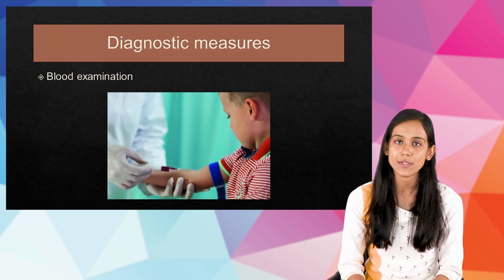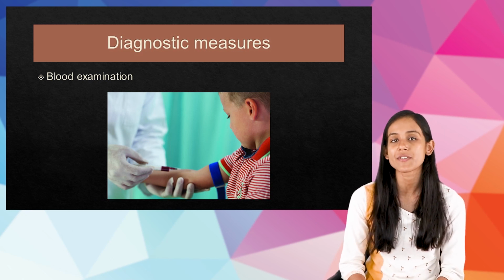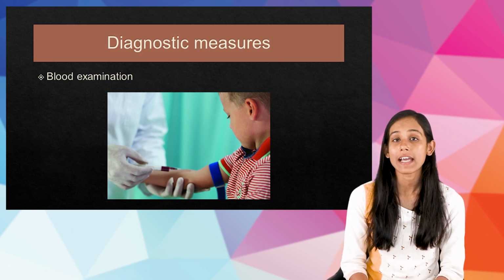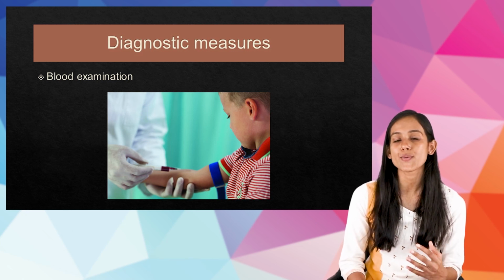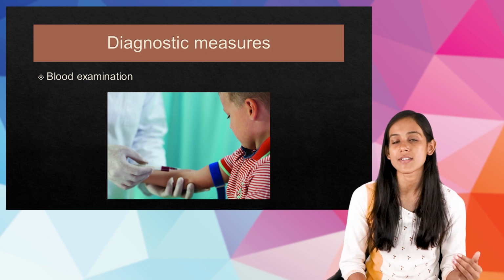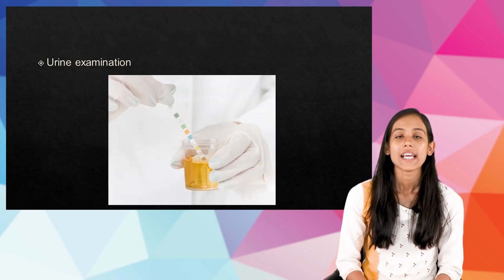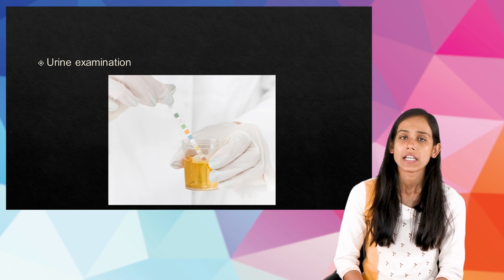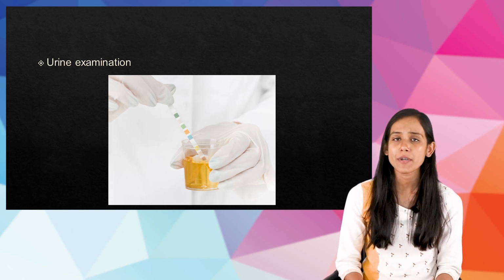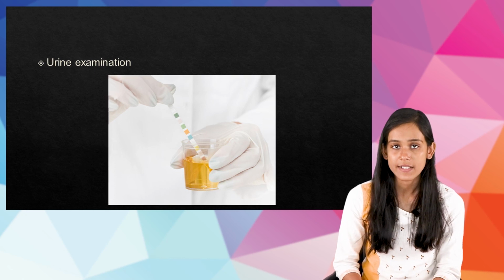Now moving on to the diagnostic measures. In diagnostic measures, the first thing that can tell us about impaired renal function is blood test. In blood test, there would be raised serum creatinine levels. And then we can also do urine examination. In urine examination, we can see proteinuria, hematuria, or presence of casts.